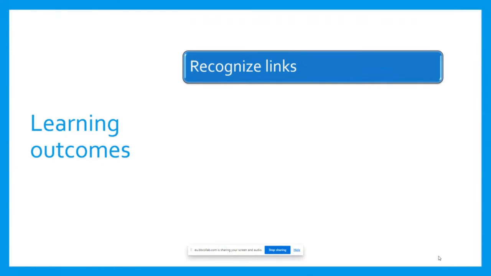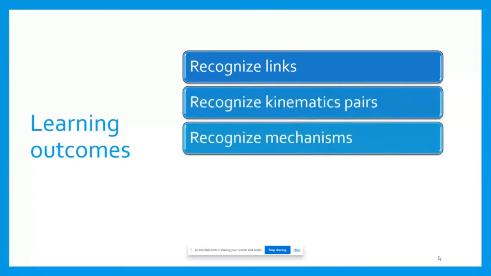By the end of this lecture, you will be able to recognize what links are. Links are parts of a mechanism. They are the main parts of the mechanism. So you need to know which mechanical element can be a link and which cannot. Also, you will be able to recognize what kinematic pairs are. Kinematic pairs are the joints or connections in the mechanism.